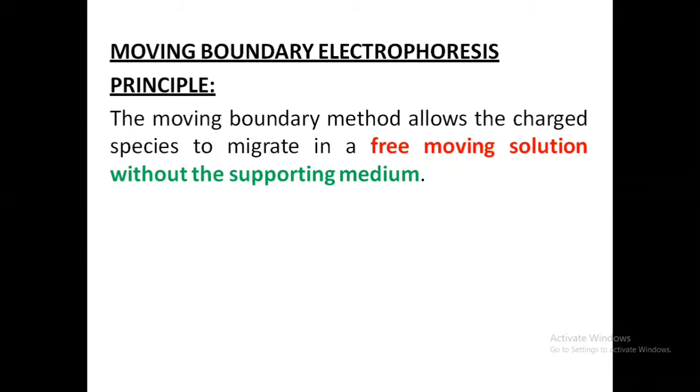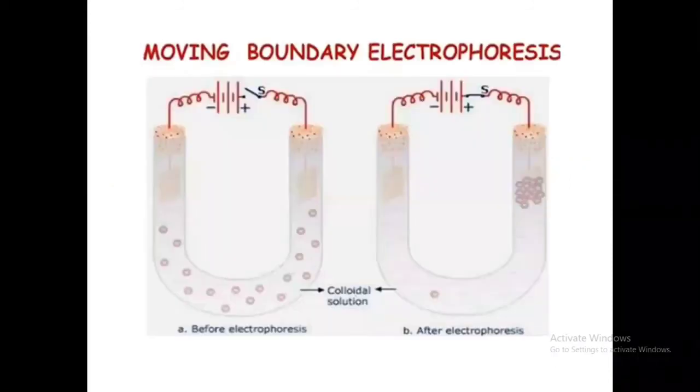Moving boundary means what? Free moving of solution without supporting media. Here supporting media won't be there. Moving boundary contains a U-shaped glass tube. Inside the U-shaped glass tube, you can see I filled buffer plus sample. The round circles are my sample solution. My sample is there in the buffer.